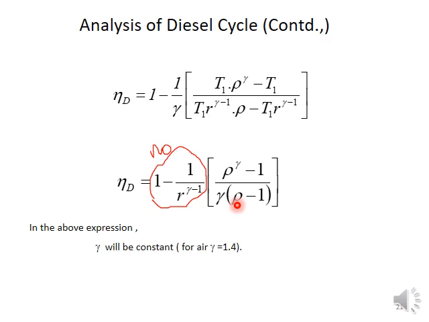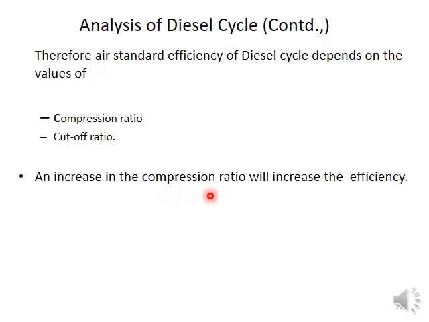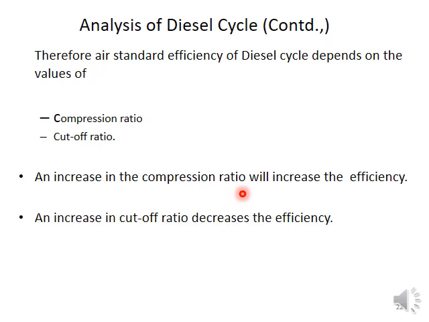So, in the above expression, gamma will be constant for air, gamma is equal to 1.4. Therefore, the air standard efficiency of diesel cycle depends on both the compression ratio and cutoff ratio. As the compression ratio increases, the efficiency increases. As the cutoff ratio increases, there is a decrease in the efficiency. So, you have to remember these 2 points. With increasing compression ratio, the efficiency increases. With an increase in the cutoff ratio, the efficiency decreases.